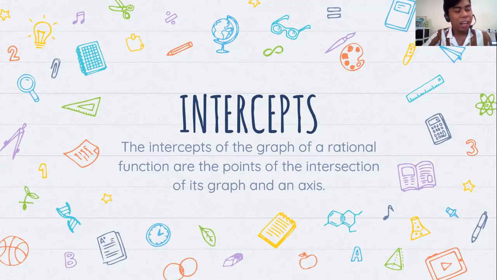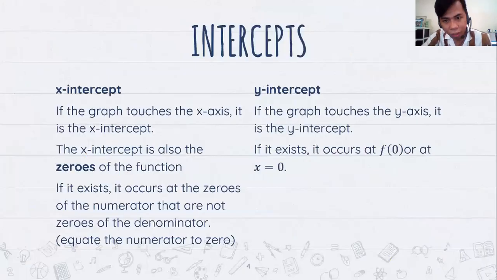And katulad ng sinabi ko, we have two kinds of intercepts. We have the x-intercept and the y-intercept. A function can have an intercept. Pwedeng wala, pwedeng meron, pwedeng marami. Okay? Depende kung ilang beses siyang tatama sa ating axis, either x-axis or y-axis. So, intercepts are actually classified into two.